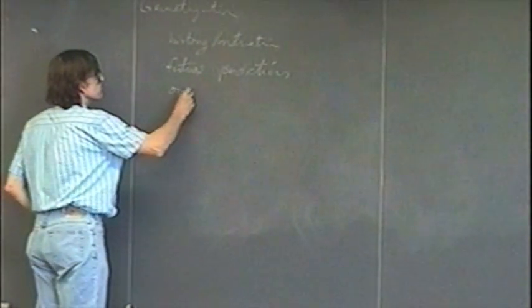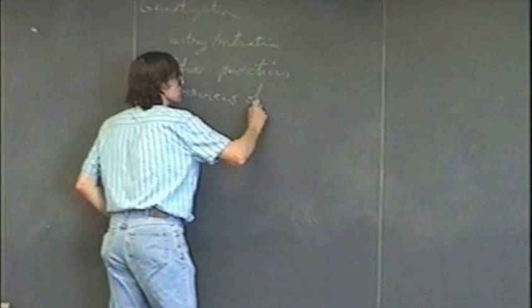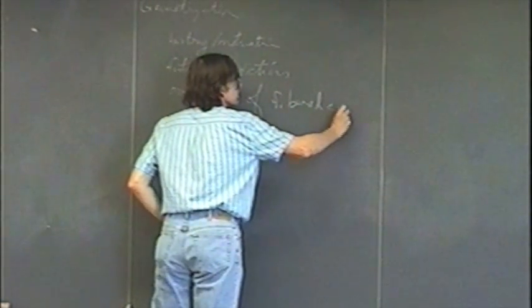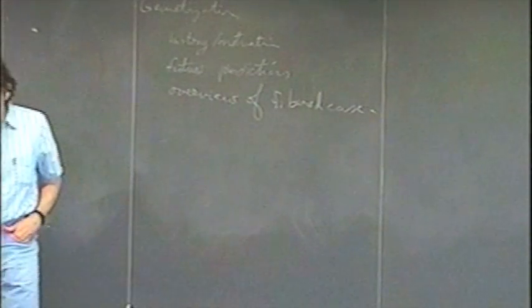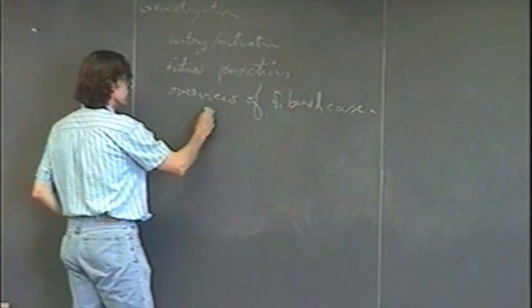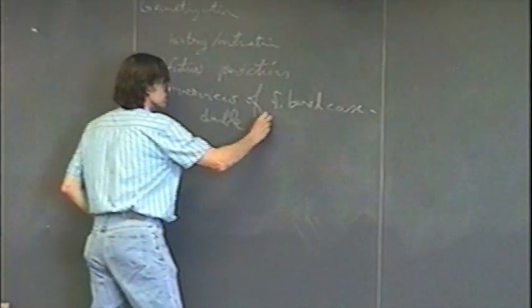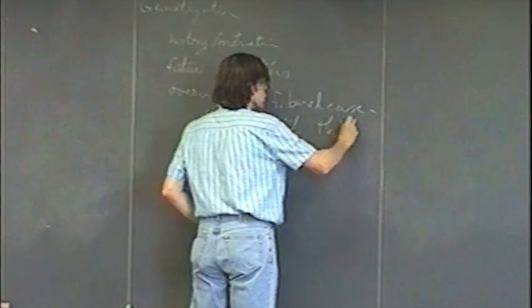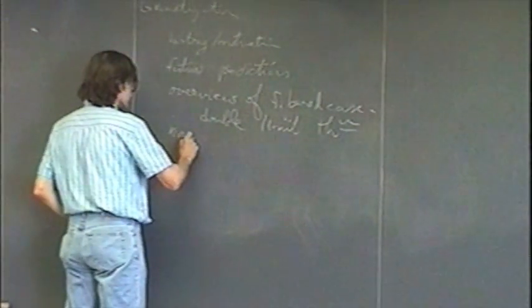I wouldn't mind seeing an overview of the hierarchies. I might be interested in hearing something about the non-fibered case, the proof that doesn't use this theta conjecture.